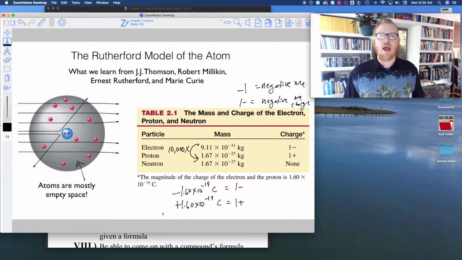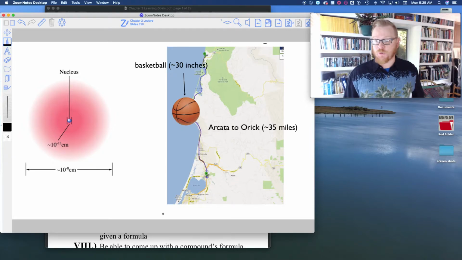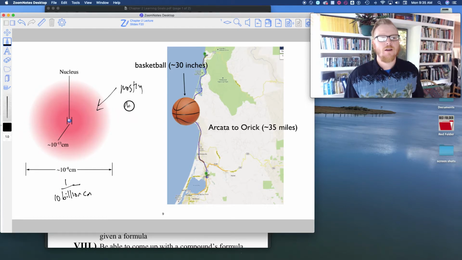Okay. So now, here's a cool analogy for you for the structure of the atom. The size of an atom is roughly 10 to the minus 8 centimeters. That's tiny. That's 1 over 10 billion centimeters. It's really, really tiny. And that's the size of the whole atom itself, where keep in mind, this is mostly nothing, some diffuse electron cloud.